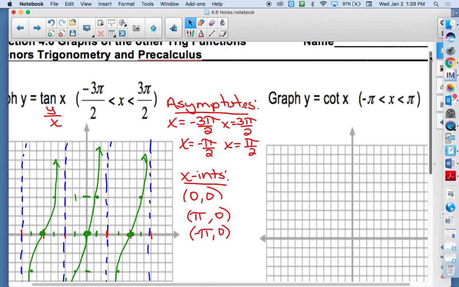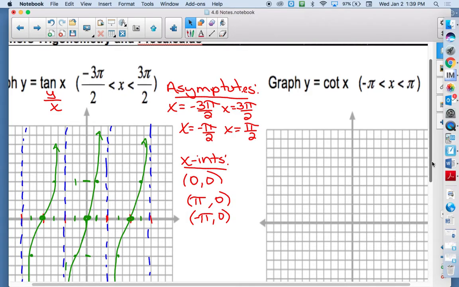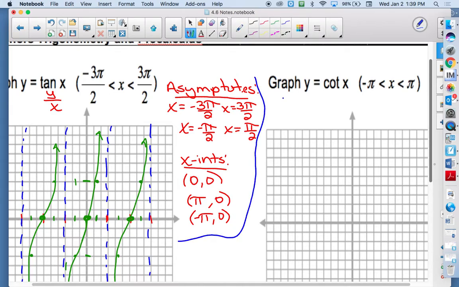So if you now switch to the next page, just move your little graph over and look at your cotangent graph. We're going to do exactly the same thing for cotangent. So if you look at your cotangent graph, I want you to make a nice clean one, like this.